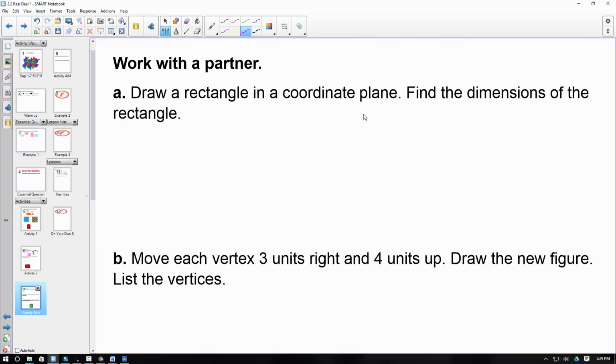So this one says draw a rectangle and then find the dimensions of the rectangle and then move the vertex 3 right and 4 up. So it's on a Cartesian coordinate grid. I have my rectangle.